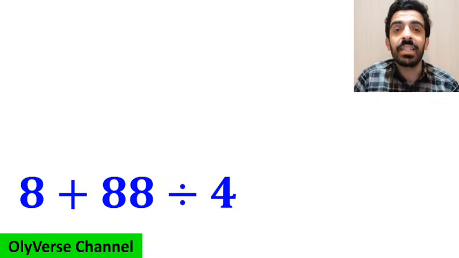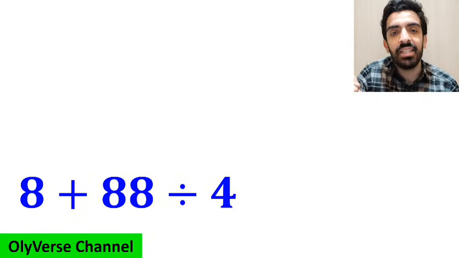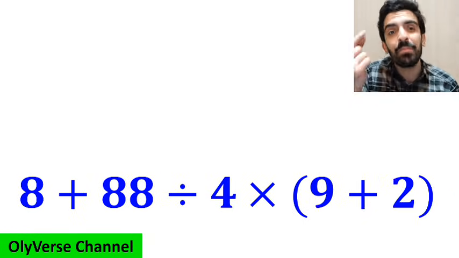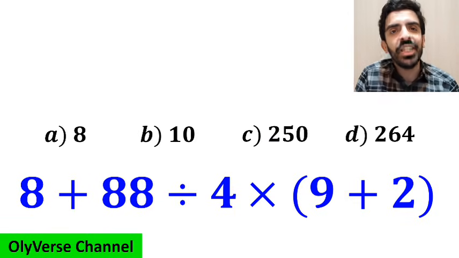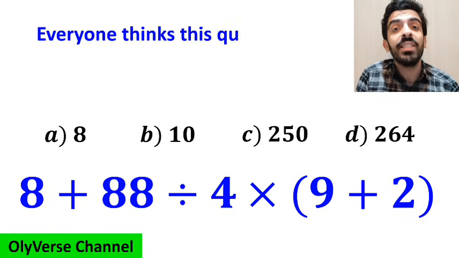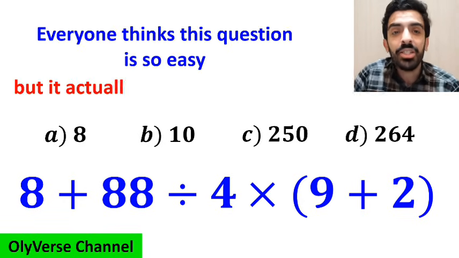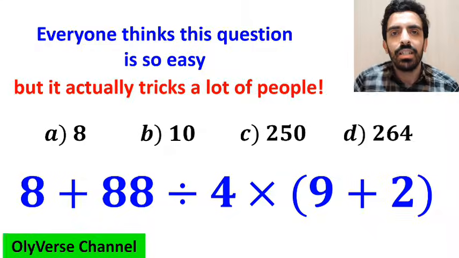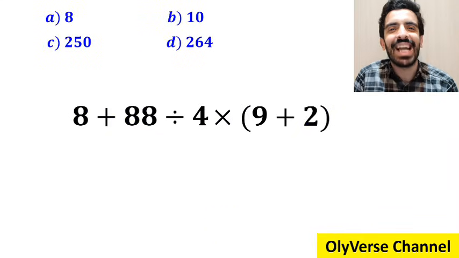What is the value of the expression 8 + 88 ÷ 4 × (9 + 2)? Which option do you think is the correct answer to this question? Everyone thinks this question is so easy, but it actually tricks a lot of people. Let's go step by step and solve it together.